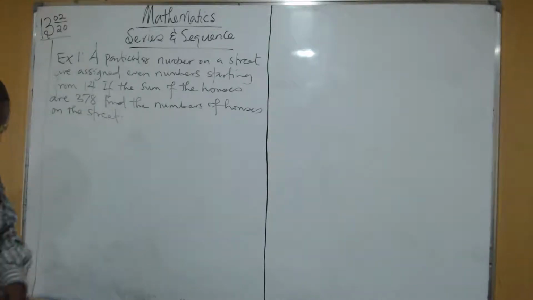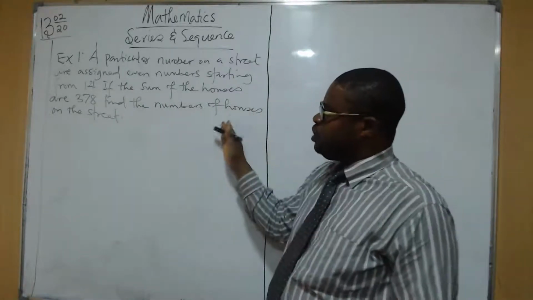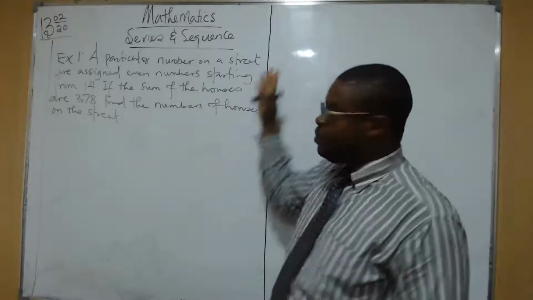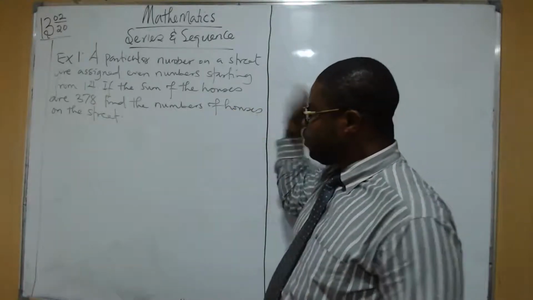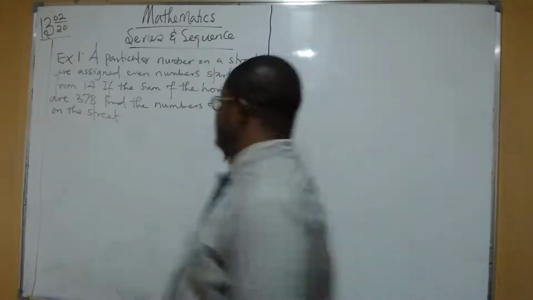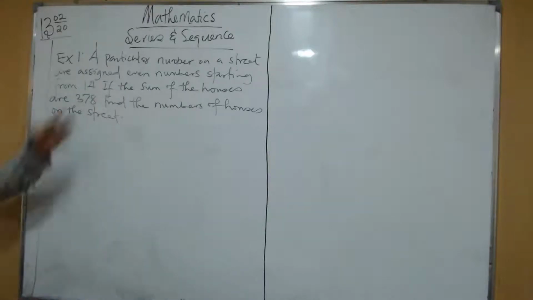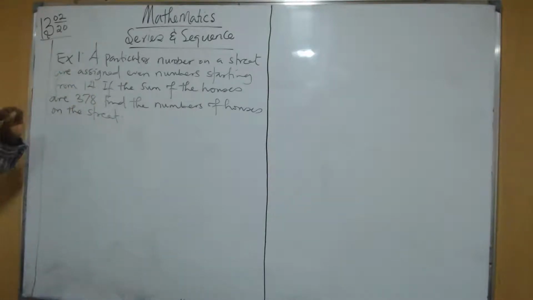Now, if you look at the question, it does not specify whether it is a GP or an AP. So a better understanding of the question gives you an edge and helps you know which formula to use, either the formula for GP or that of AP. Now the question says a particular number of streets are assigned even numbers starting from 14. If the sum of the houses is 378, find the number of houses on the street.